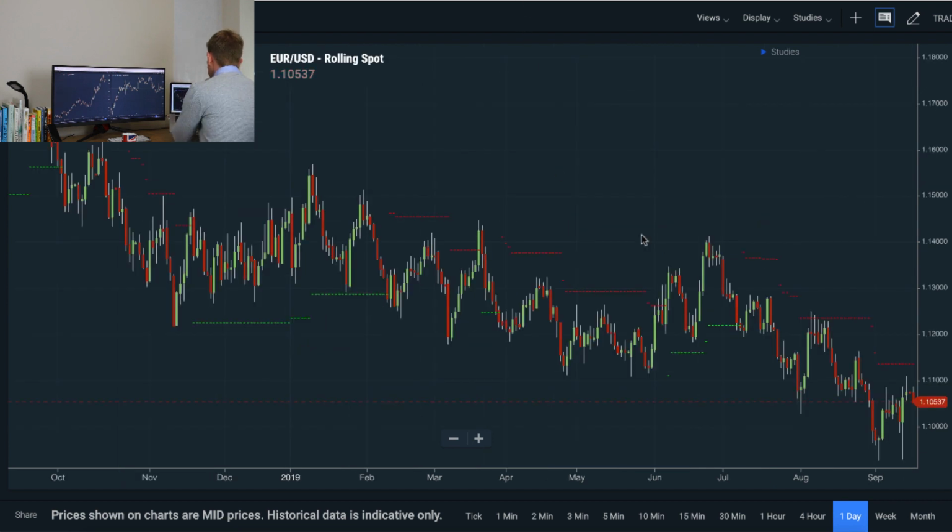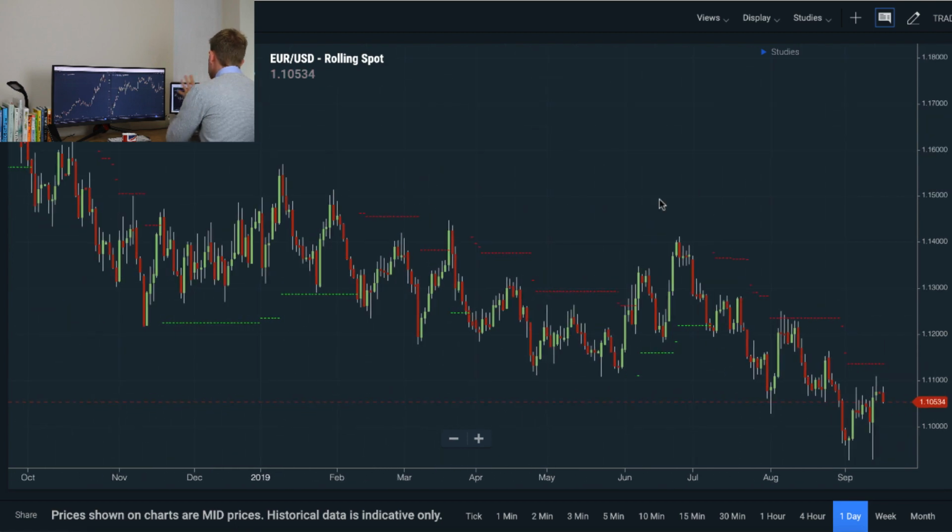So let's look at something else where it doesn't work so well. Something like Euro US dollar, specifically at the moment, and by the way, these are all daily charts, guys. The fact that we're in a very, very shallow downtrend.